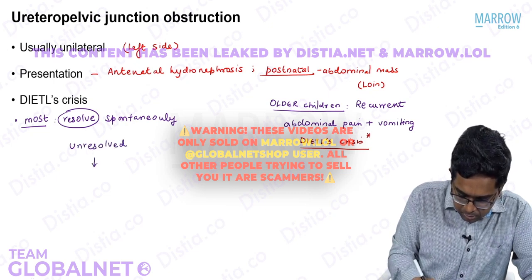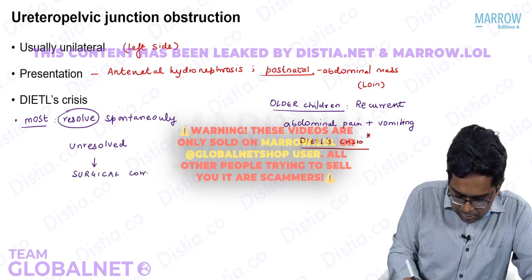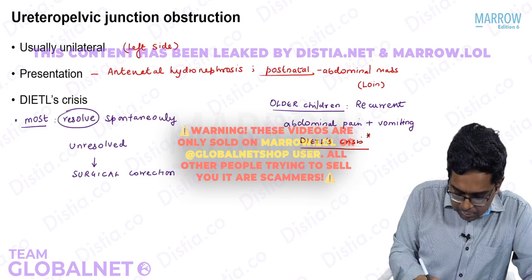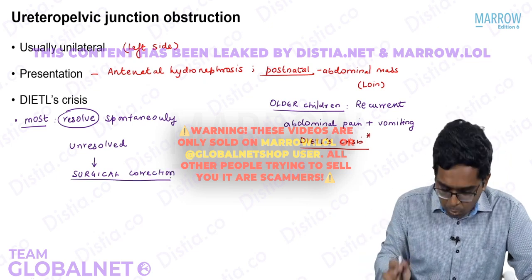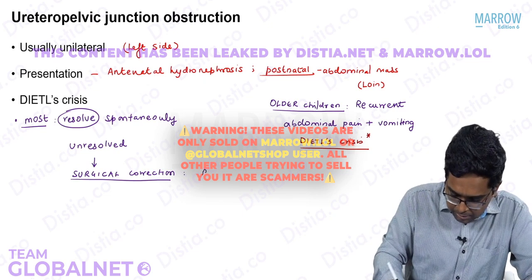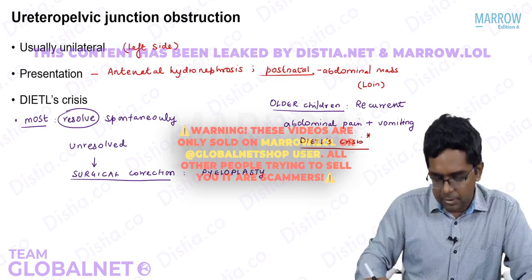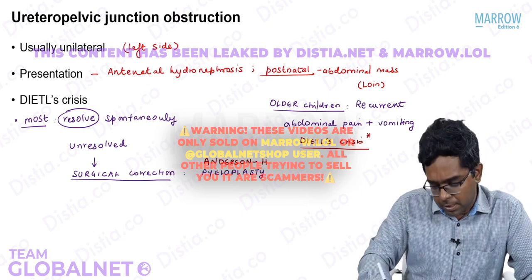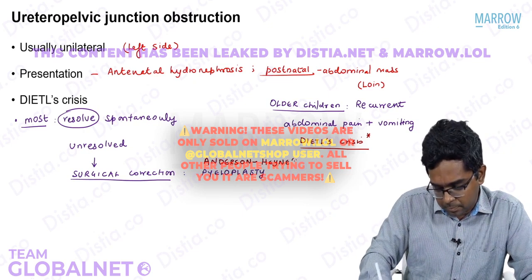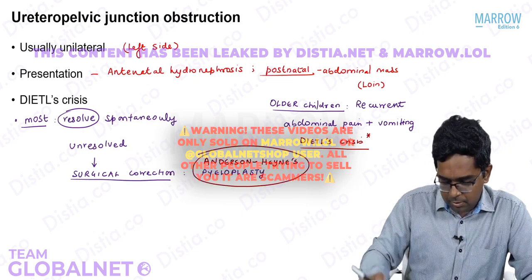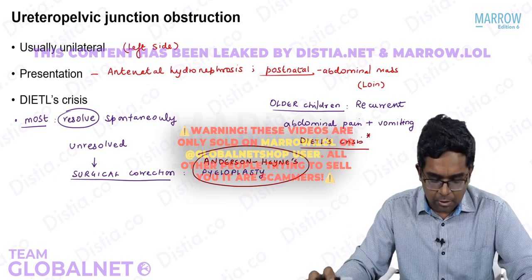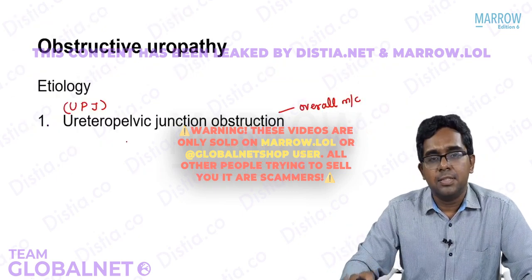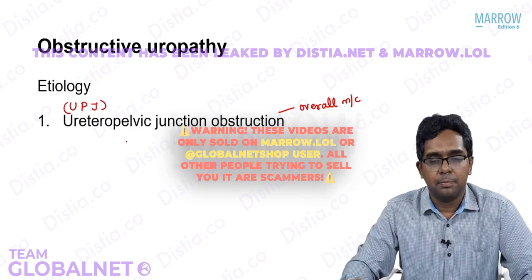Unresolved cases require surgical correction, and this surgical correction is by repair of that area, what we call pyeloplasty. The complete name of this is Anderson-Hynes pyeloplasty. This is the complete name of the procedure used for treatment of UPJ obstruction. That is the first condition associated with obstructive uropathy.